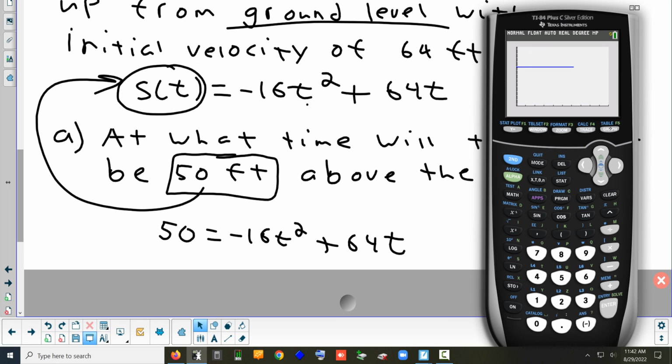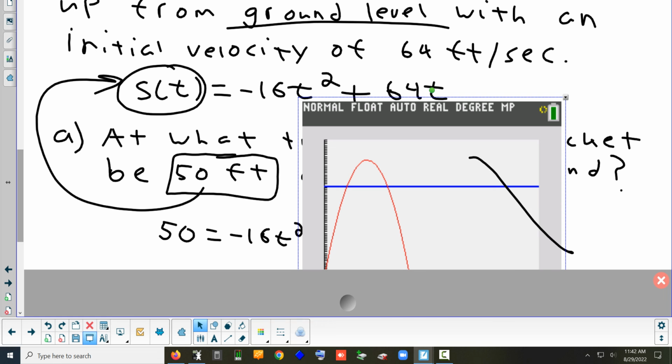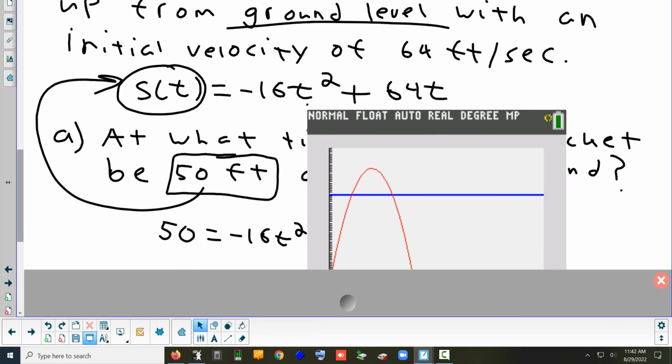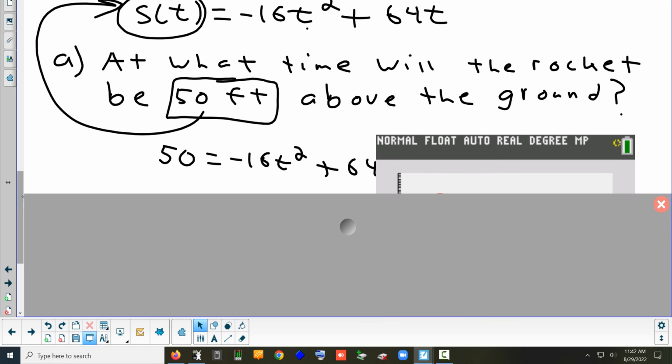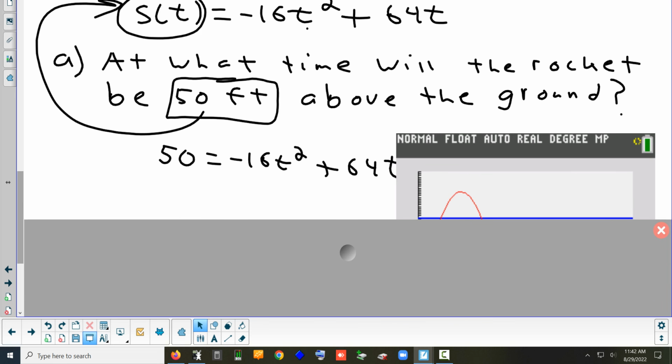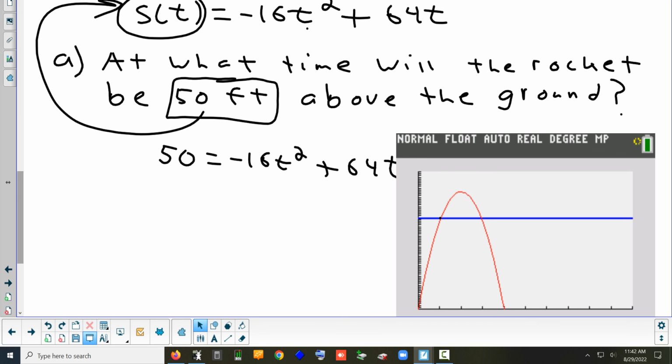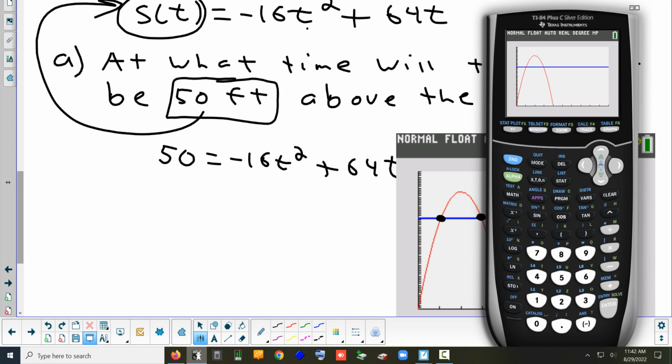Let's try it. There's a mark at 50. That's perfect. So at what time will the object be 50 feet above the ground? 2 times. On the way up, on the way down. So the first time is here. The second time is there. So what we need is the intersection point of both of those. So second, calc, intersect. I'm just going to do the one on the right. I'll save the one on the left for you guys.